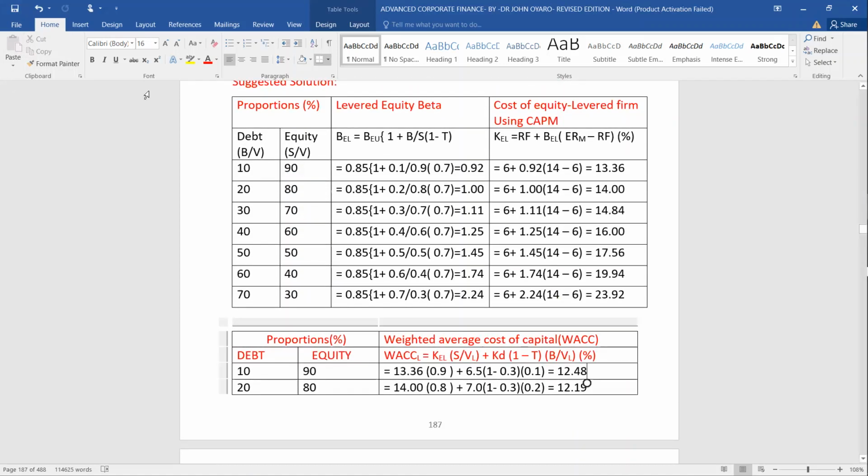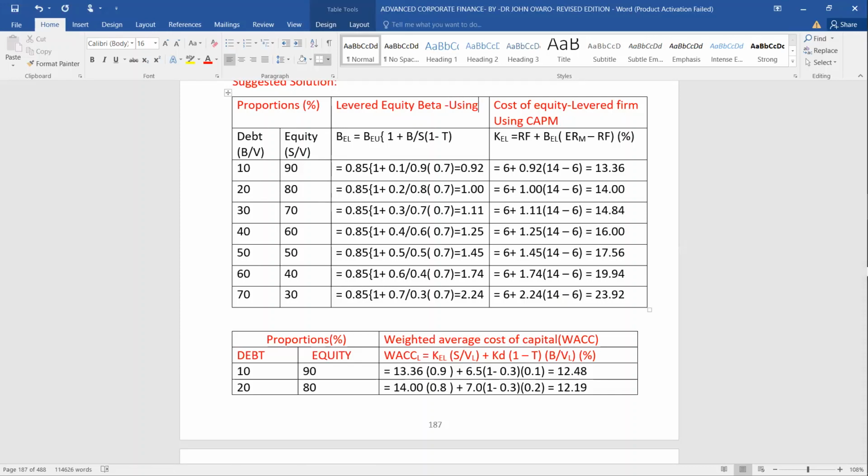Okay, let's look at the other level of debt. 20% debt. The question gave you 20% proportion of debt. Equity is 80%. So the first thing, because we don't know the cost of equity, we have to use CAPM again to find the cost of equity of a levered firm. So you apply the Hamada model.